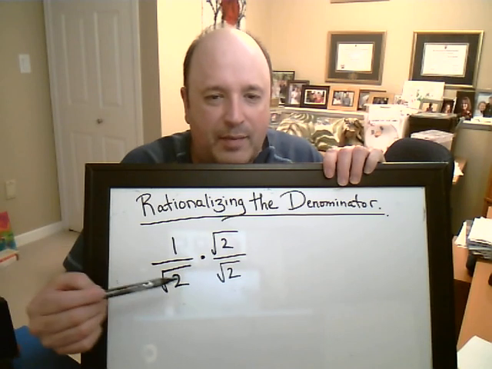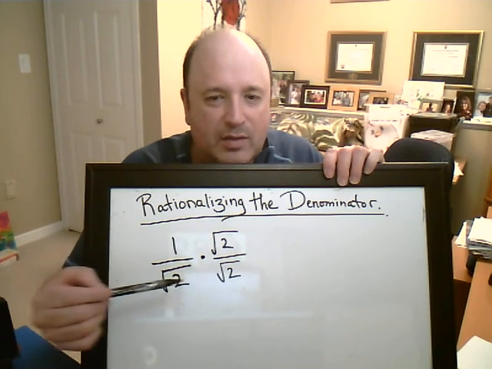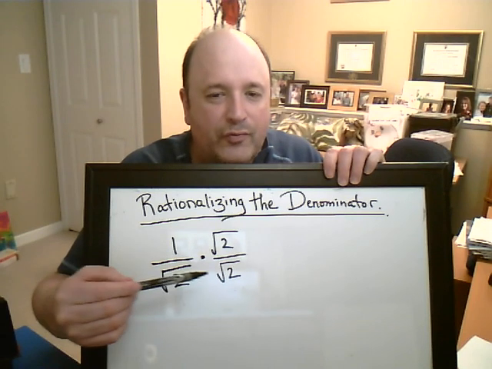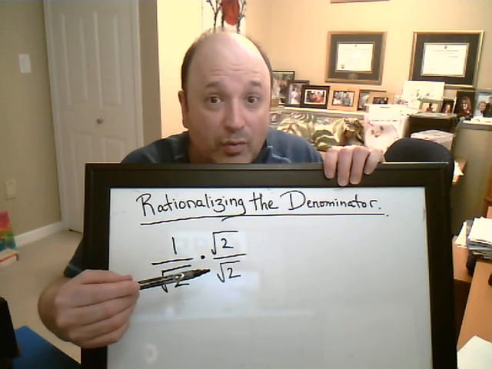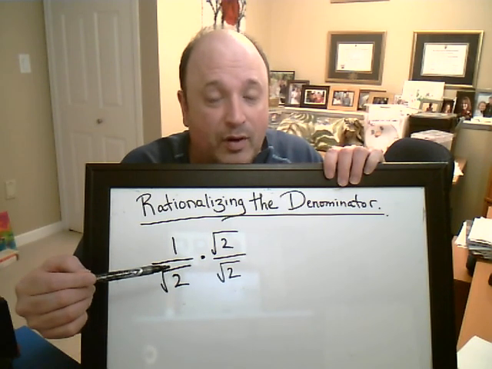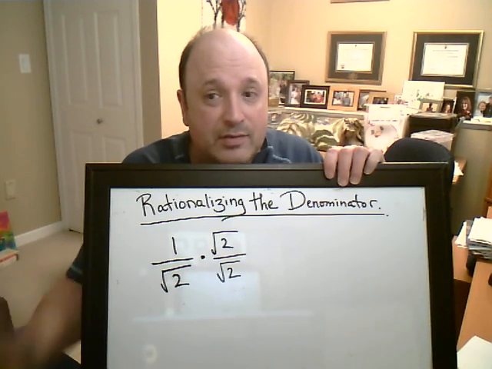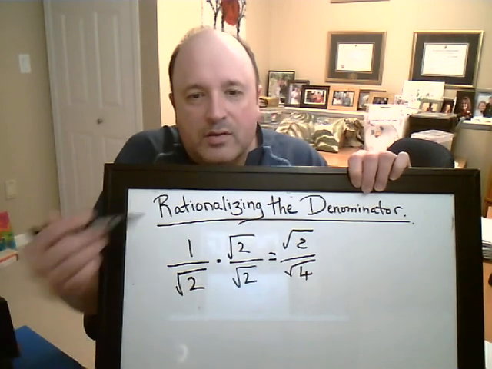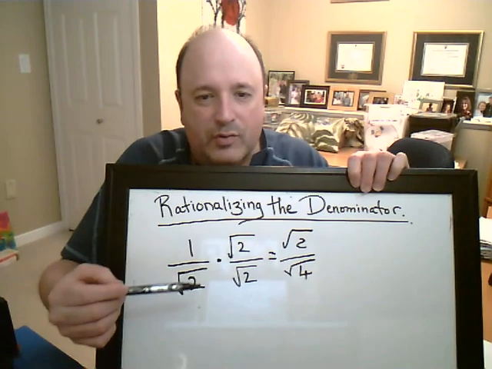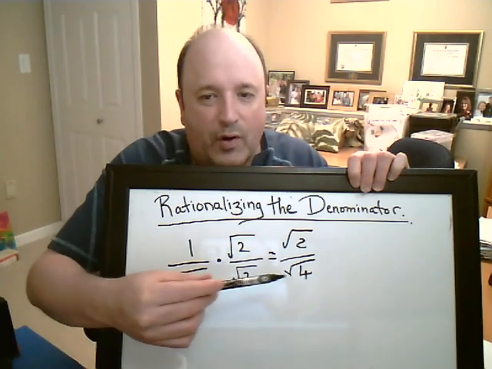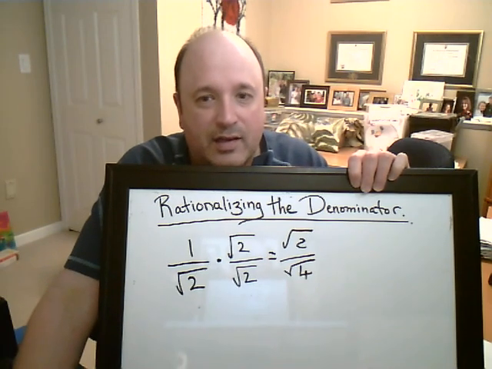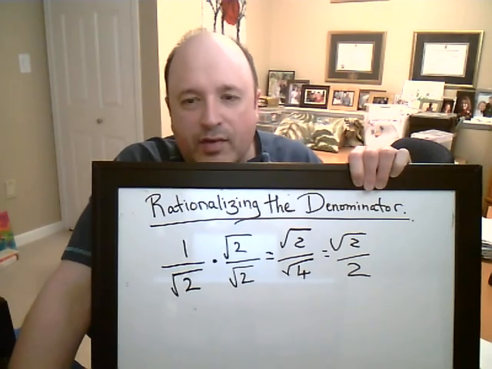And the reason why I chose this is because on the bottom, when I multiply those, I'm going to get root 4. And root 4, as you know, is 2. Right? So I've changed this from being an irrational number on the bottom to something that's rational. Let's see what this looks like. So I'm left with 1 times root 2 on the top, which is just root 2, and then root 2 times root 2, which is root 4. And as you know, root 4 is 2. So this finally looks like root 2 divided by 2.